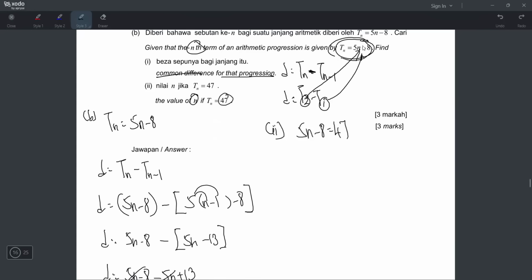So you should take the whole thing equals to 47. And then pindah je lah. 47 plus 8, 55. n is 11. Oh my god, this is so easy. Alright, that's all. Sudah siap.